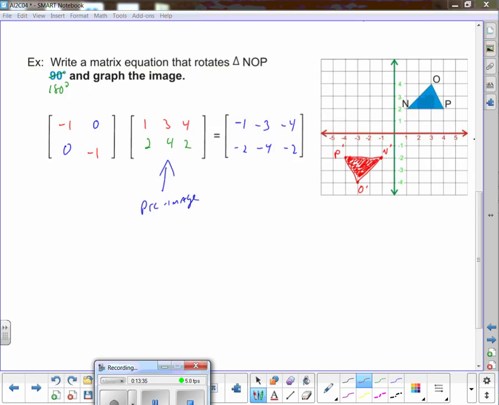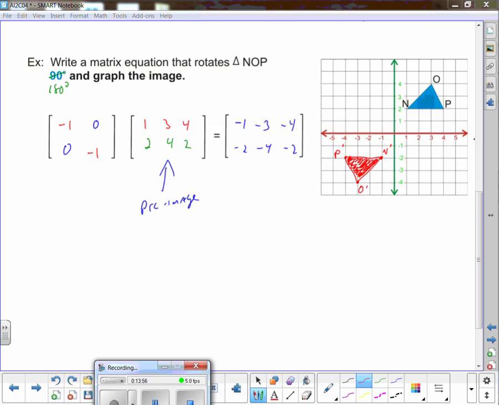Remember, across and down. Across the top row, down. So just negative 1 times 1. Across the top row and down the middle column, just negative 1 times 3. Across the top row and down the last column, just negative 1 times 4. Then doing the bottom row, it's just the negative 1 times the bottom number, negative 1 times the bottom number, negative 1 times the bottom number. That's it.